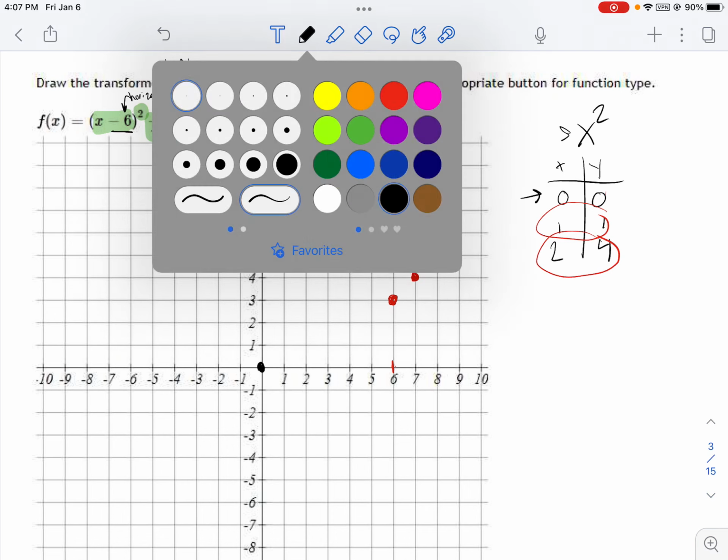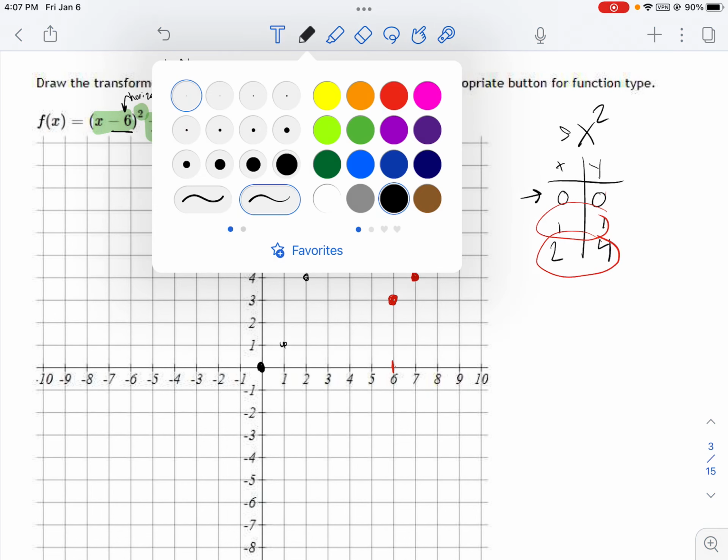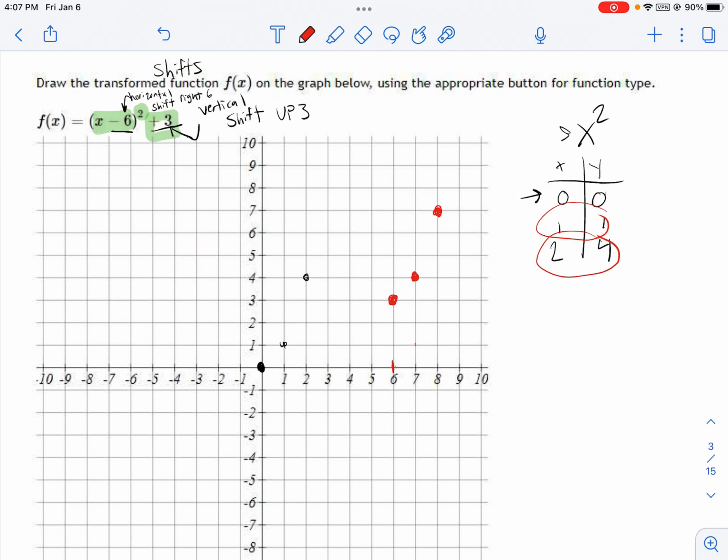Or you could have graphed the points normally, and then from there said, okay, over 6 would have left us here, up 3 would have brought us to the point. It's fine no matter which way you go, if you want to graph the original and then do the shifts on it, or if you follow the pattern. Either or. And now we know quadratics have symmetry, which means that you would have your other points just in the other direction. And that would be it. That would be graphing your quadratic.